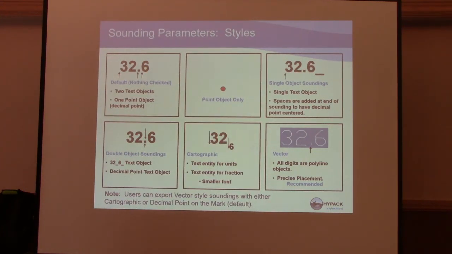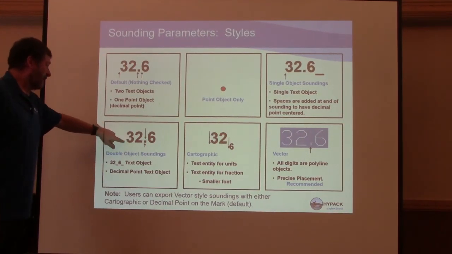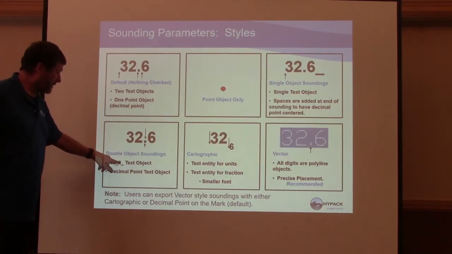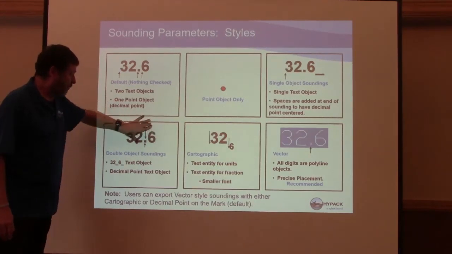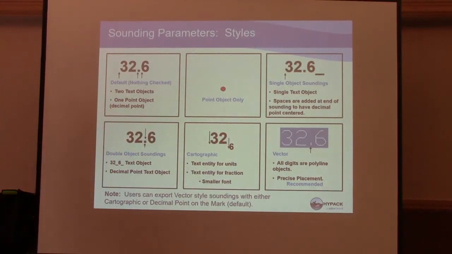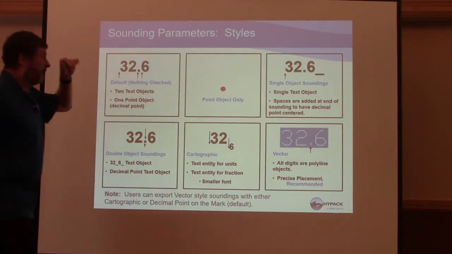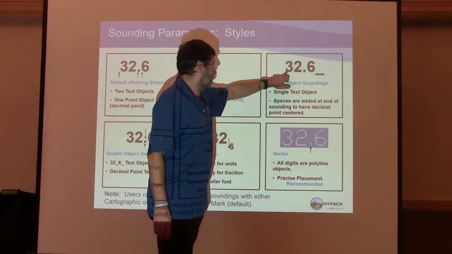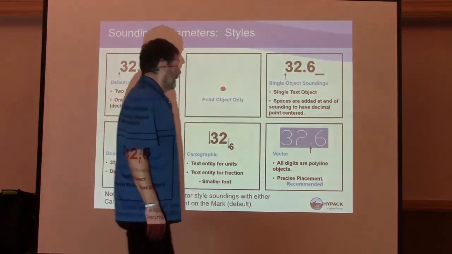So what we did, we created this double sound object sounding. The 32.6 would be a text item. It would be 32 space 6 space to kind of keep everything even with a point here, so you could actually rotate right around that decimal point. And the point object only, which just creates a point object if you want. Single object soundings, where it's a single text object that's just lower left-hand corner justified, but we still try to place that decimal point in the proper location.